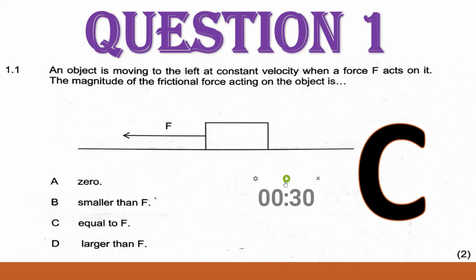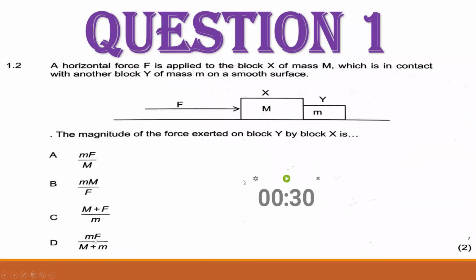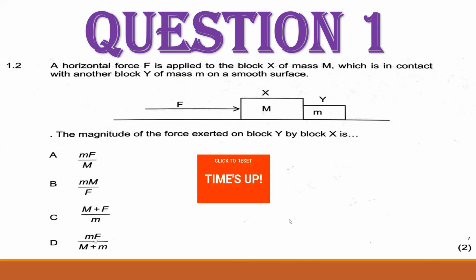After 30 seconds, maybe I can show answer straight. So next question is coming now. Question 1.2. Yes, let's start. Let's give you 30 seconds. This is our question. Applied force acting on X. And then they're asking you magnitude of the force on block Y by block X. So you are looking for force between X and Y. Options here. Please try first. Yes, time is up.